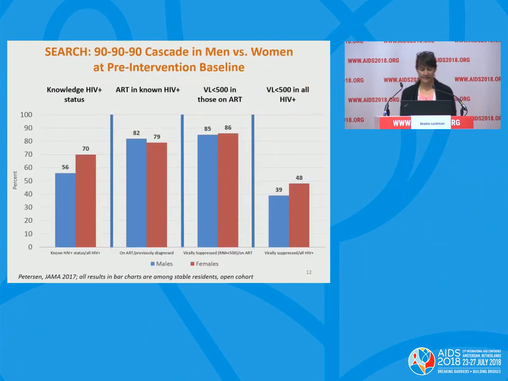In the SEARCH study at baseline, we see a similar pattern of somewhat lower coverage in men compared with women at each stage of the cascade, particularly again with the first 90, knowledge of HIV-positive status. This translated into approximately 10% more HIV-positive women already knowing their HIV status at baseline compared with men, and being virally suppressed.